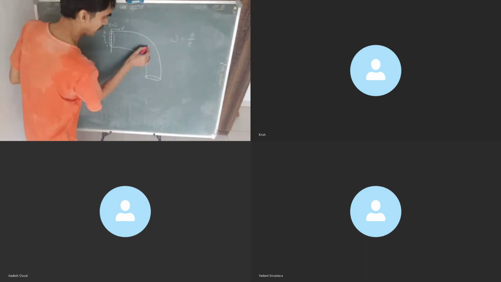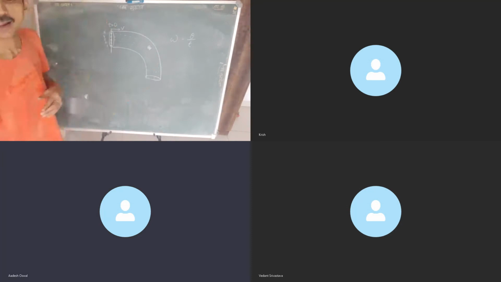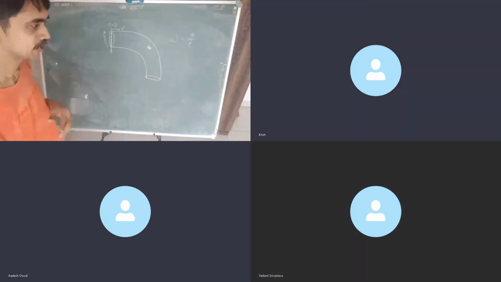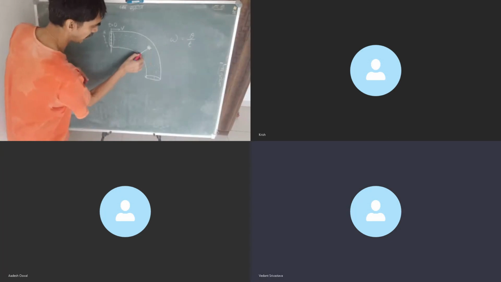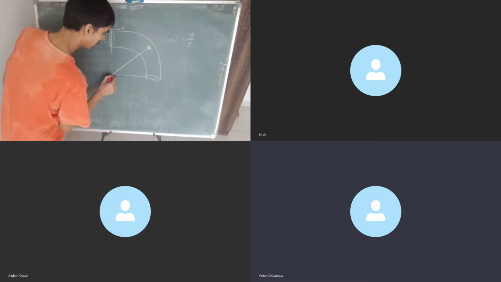Look at one particle, just briefly. This particle is moving on a circle, yes or no? Take any particle anywhere. Is it moving on a circle? Yes or no? Check it out. Yes, it is moving on a circle.